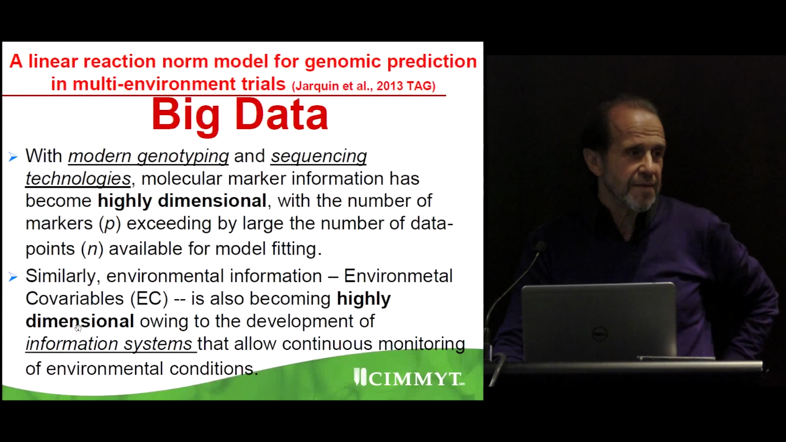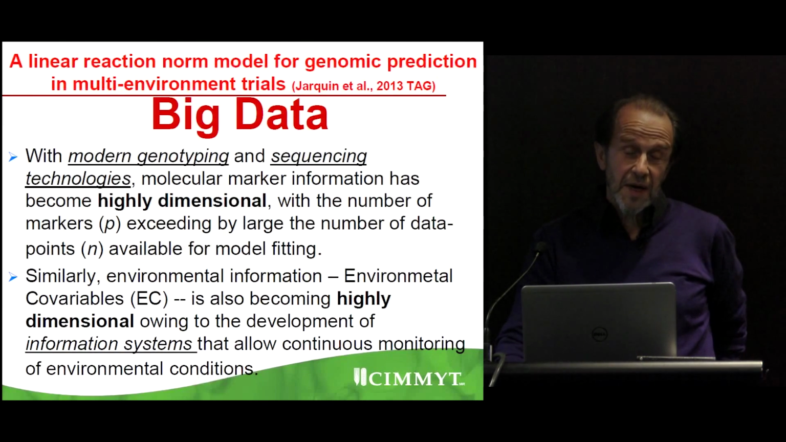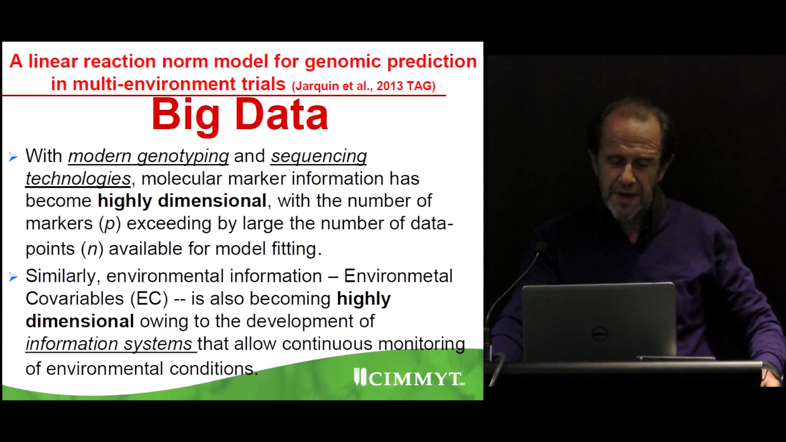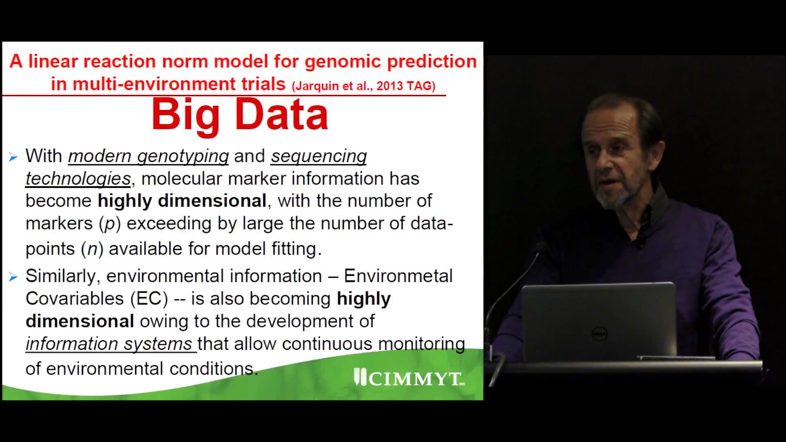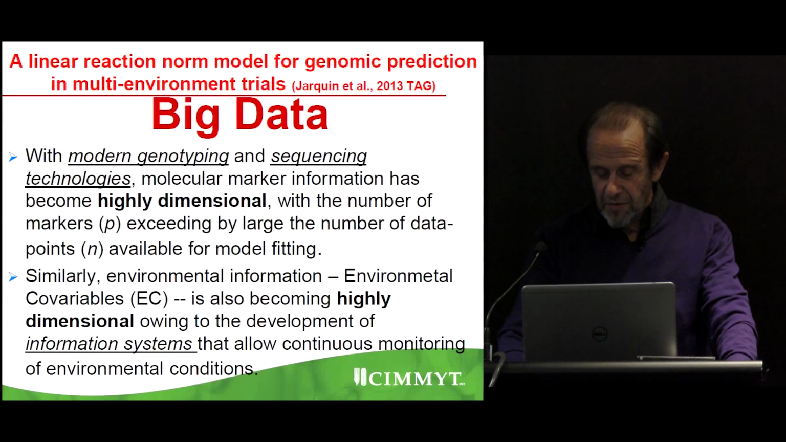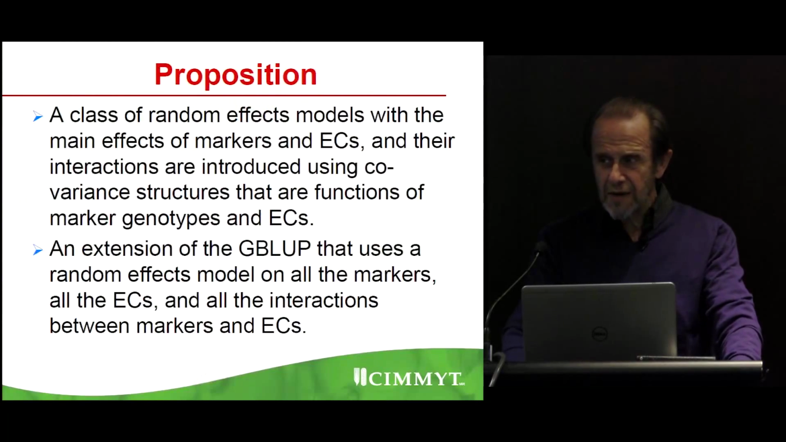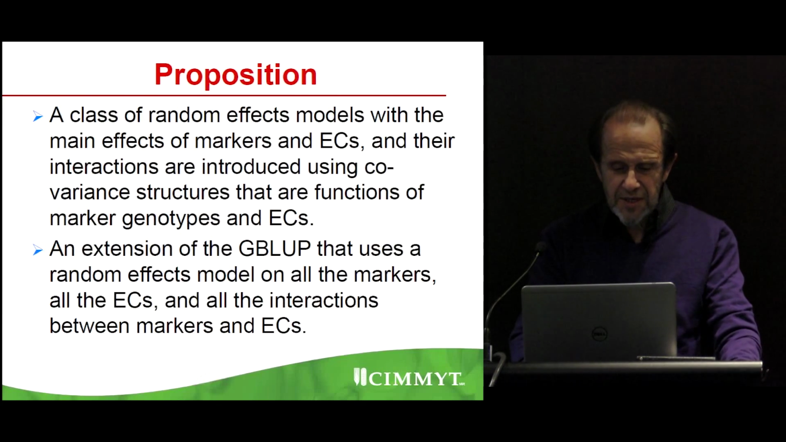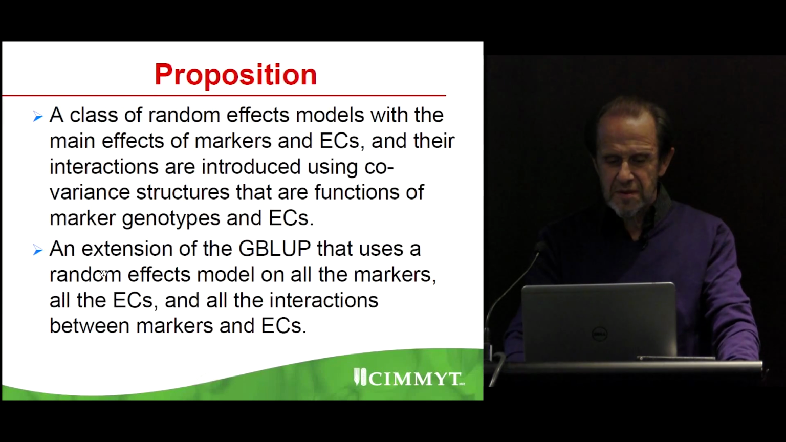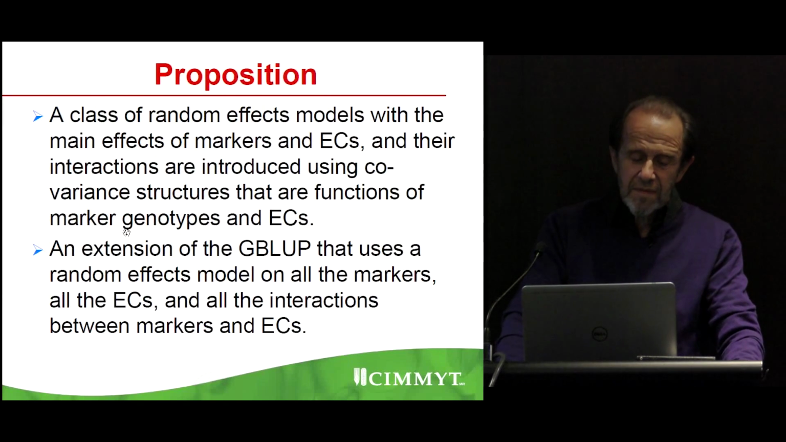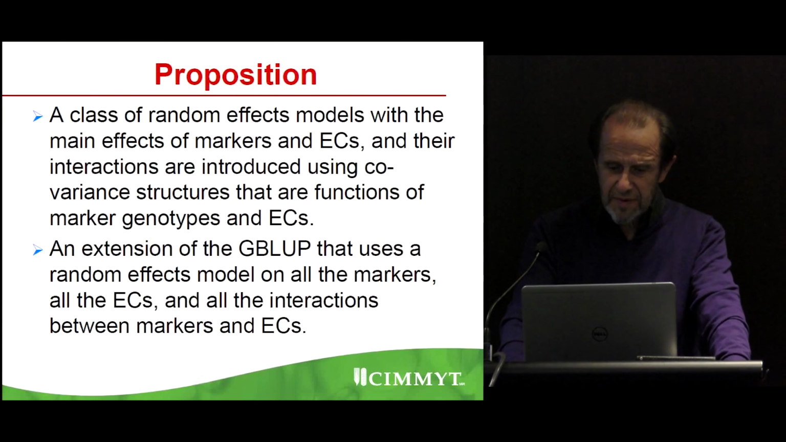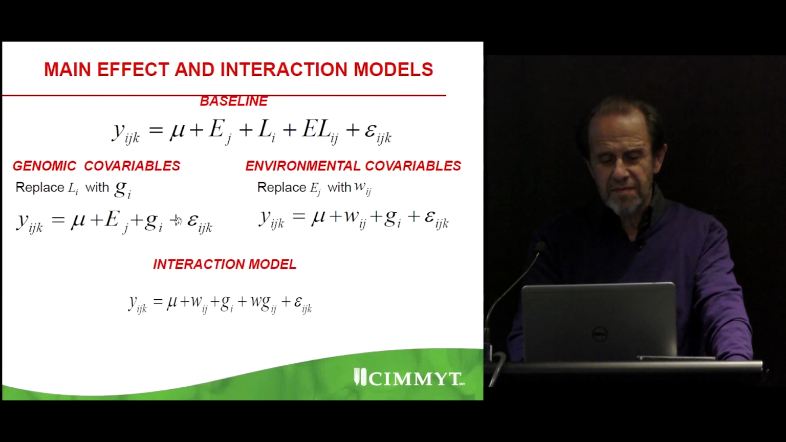Usually we have big data. We have genotyping by sequencing technology, highly dimensional data. We might have environmental covariables collected. We have pedigree, we have markers. How do we put this into a model that will account for this random variability? This is an extension of the G-BLUP, and we introduce variance structures that are a function of the marker genotype and the environmental covariables. And these are the models. I'll show you in an easy manner.